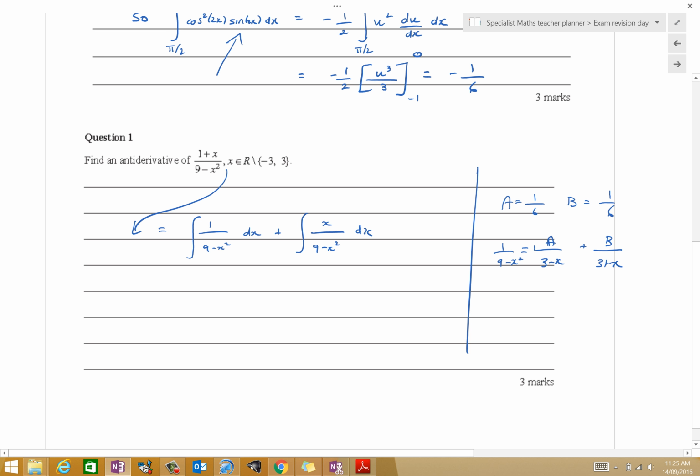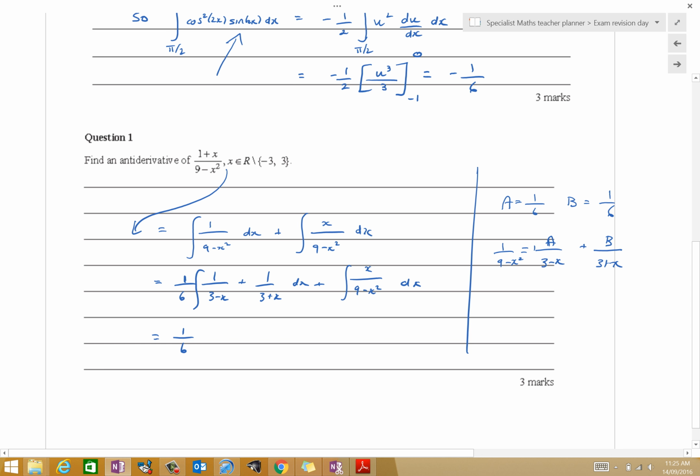You might have done it the other way around, but you'll still get the same values for a and b, or you should. So therefore, that is equal to, now I've taken the 1/6 out the front, 1/6 of the integral of 1 over 3 minus x plus 1 over 3 plus x dx, plus the antiderivative of, well, let's just write it out here actually, x over 9 minus x squared dx. Now, as it turns out, if I use my log laws, that gives me 1/6 of log e of 3 plus x minus log e of 3 minus x.